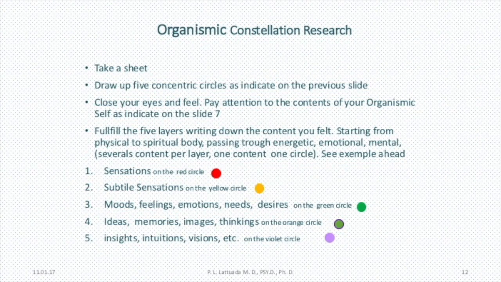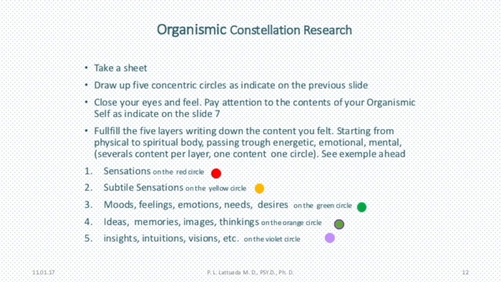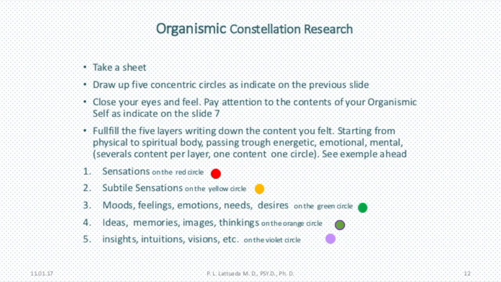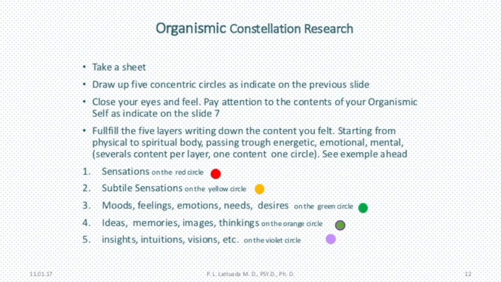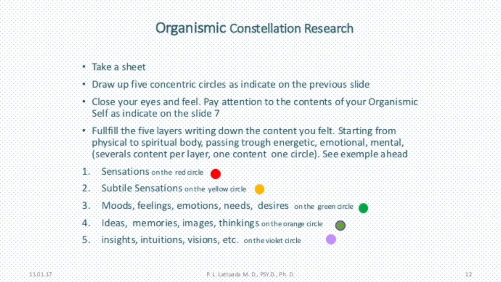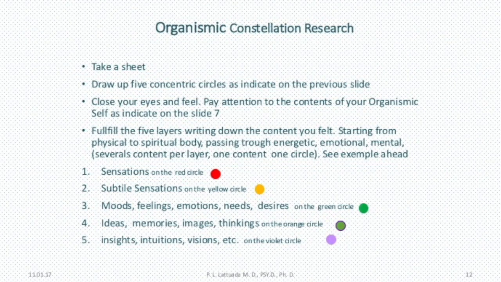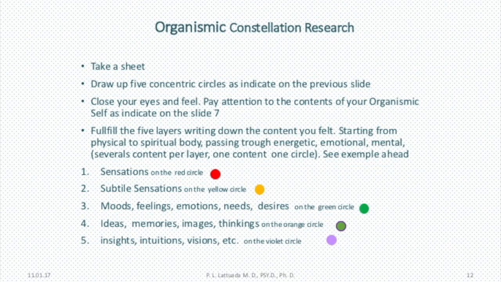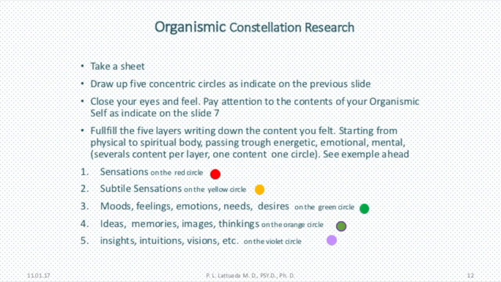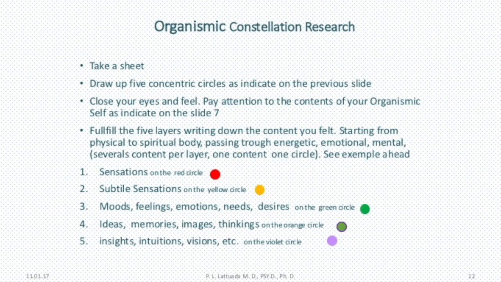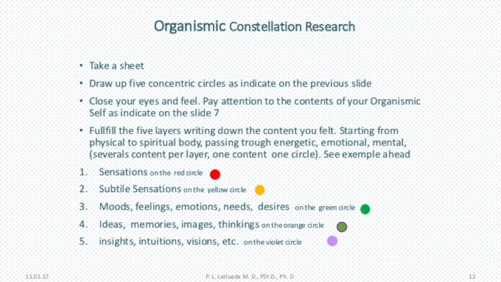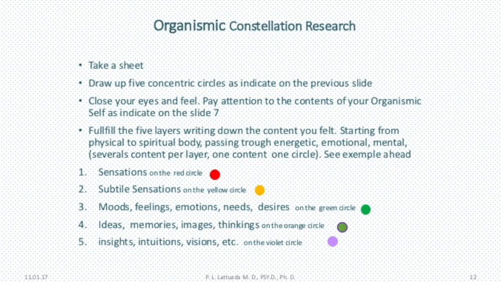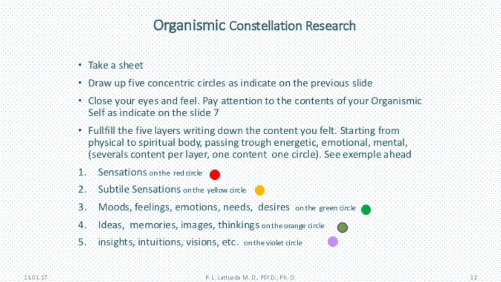Then close your eyes again and feel subtle sensations, beating, flowing, energetic process, life process. Then write down in the second circle, the yellow one, the subtle sensations. Close your eyes again. Third circle, the green one, and feel mood, emotion, needs, desire, feeling.